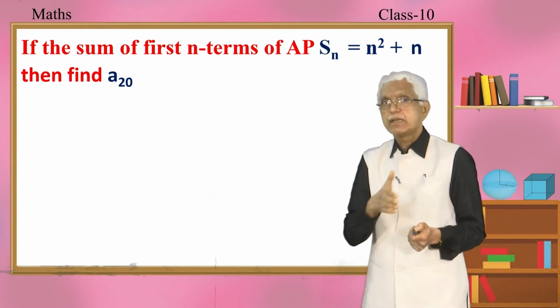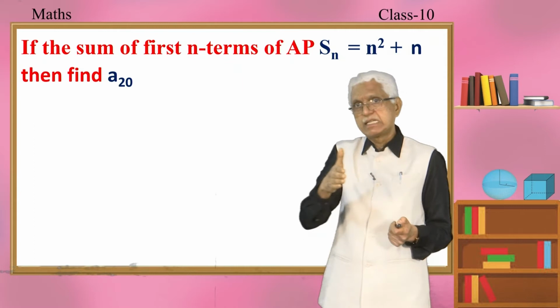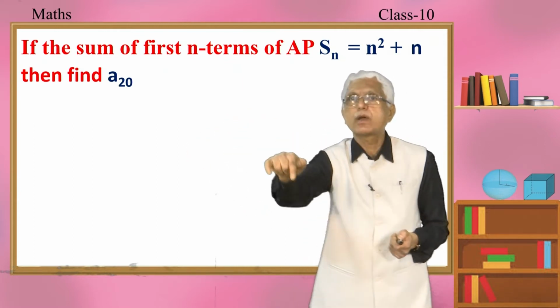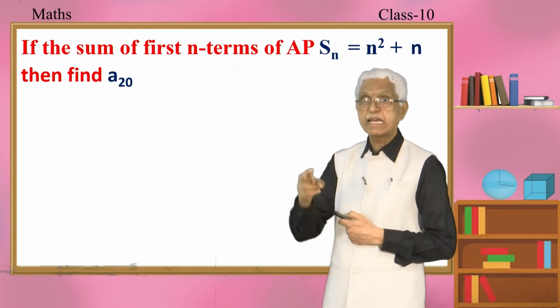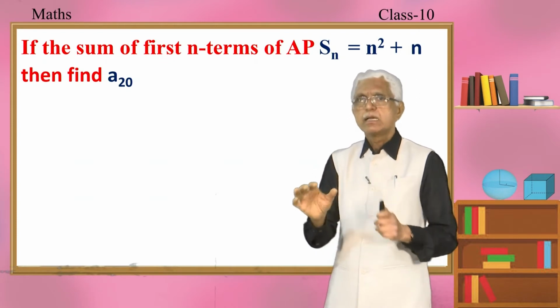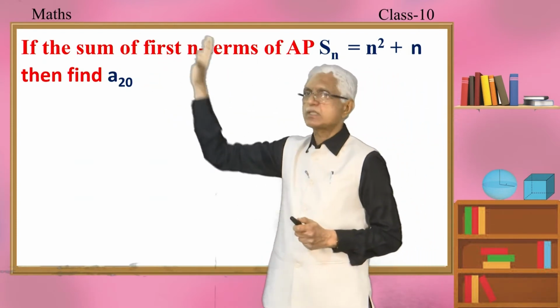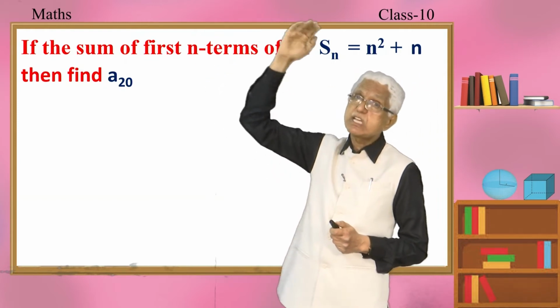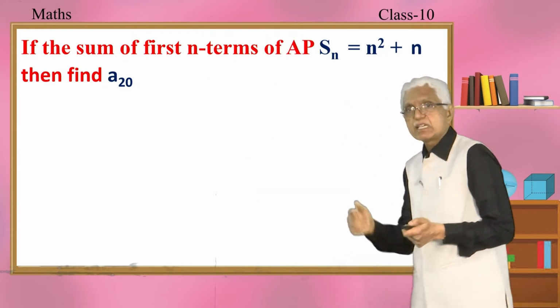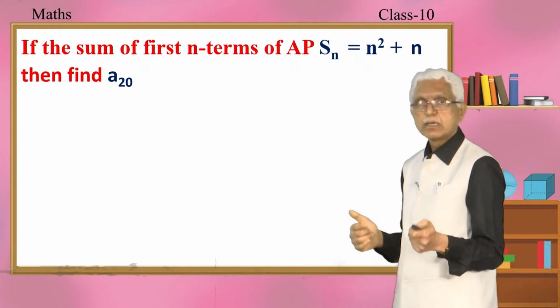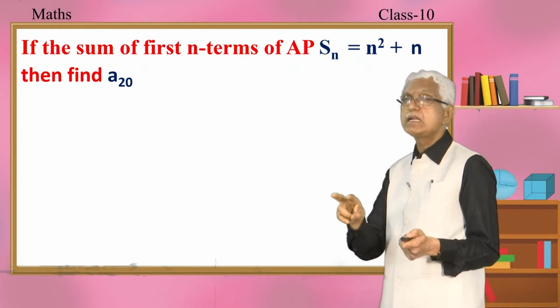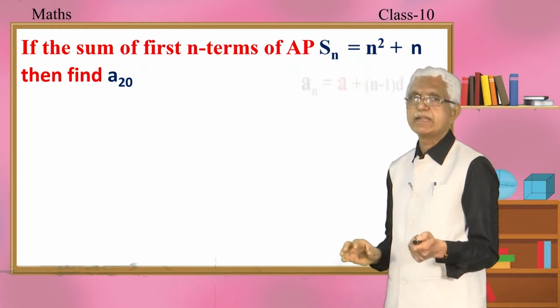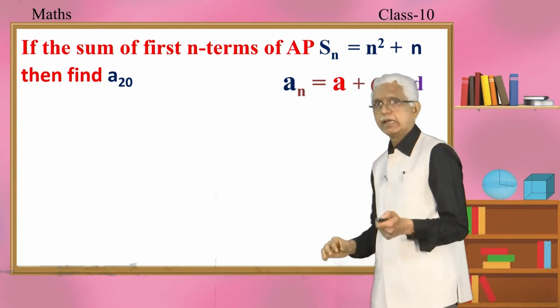Let us see. If the sum of the first n terms of an AP is n square plus n. Again, they did not give you the terms of the AP, they gave you the sum of the first n terms of the AP. Sn is equal to n square plus n. They want you to find the 20th term, a20.